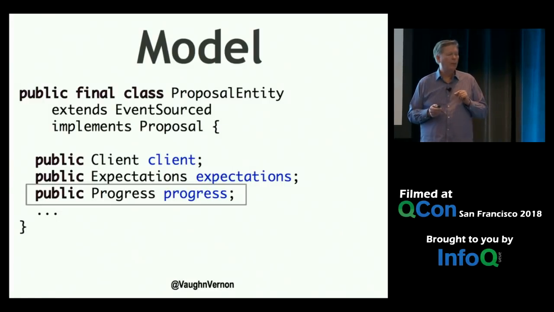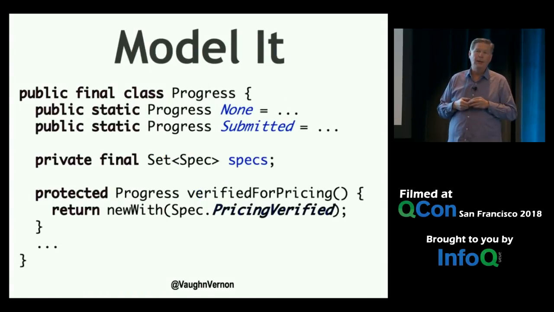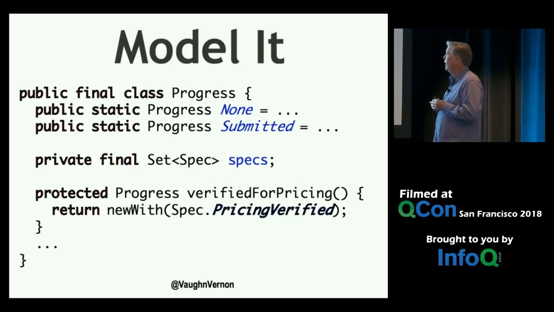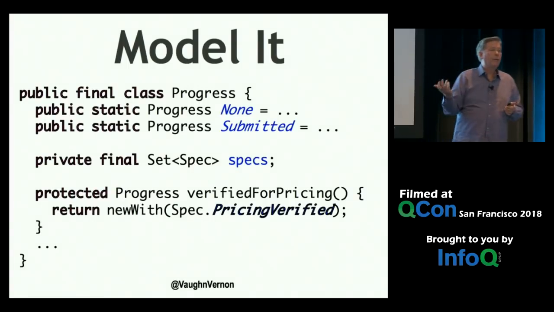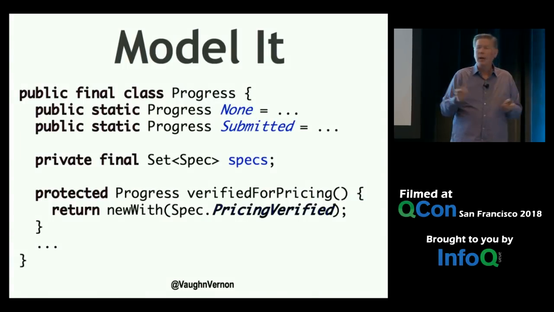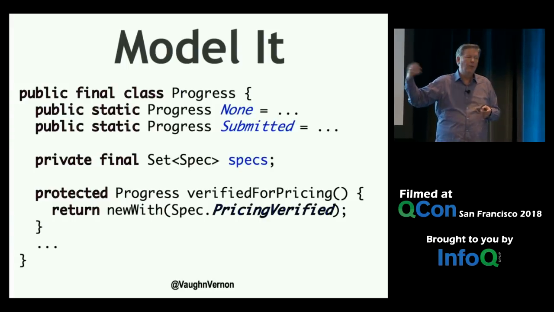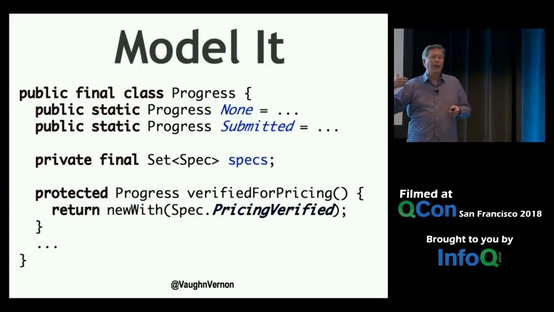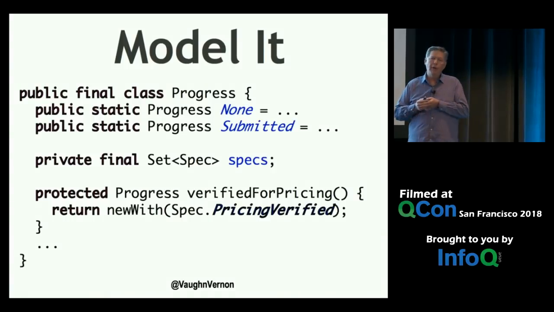So focus in on the progress. This is actually a value object, and what we're going to do when the progress is verified for pricing, this is a side effect free behavior, which means it's using roughly a functional approach, which says we're not going to modify the progress in place. What we're actually going to do is return a new progress that is created with the current state of this progress, and in addition to it, specification of pricing verified.